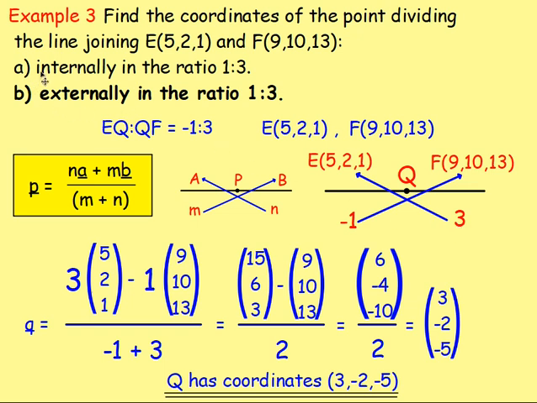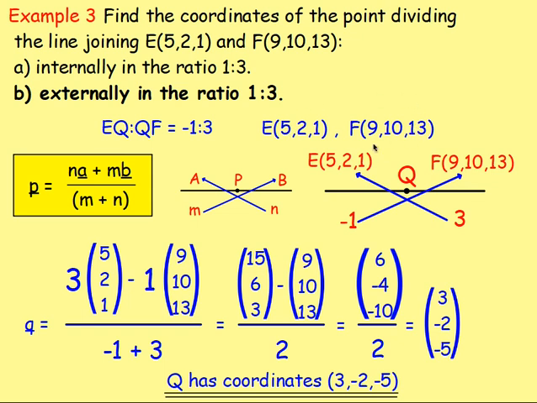Just check if you do have the words internal or external. Whenever it's external, you have to include a negative with one of the numbers. It doesn't matter which one, you will get the same answer. Try both ways if you don't believe me. From that, to go from E to Q, then from Q to F, I'm putting the ratio as negative 1 to 3 because it's external.